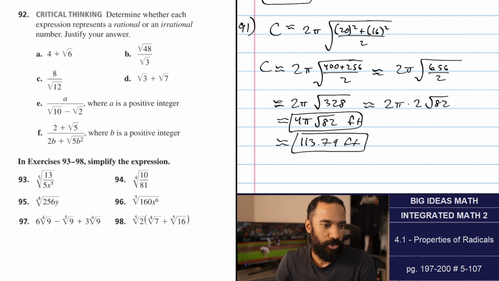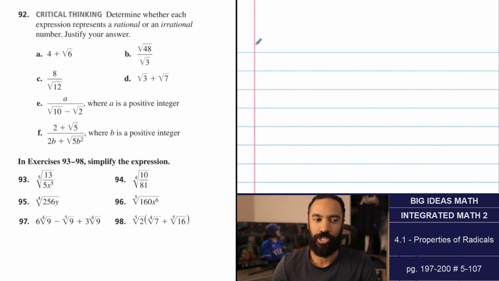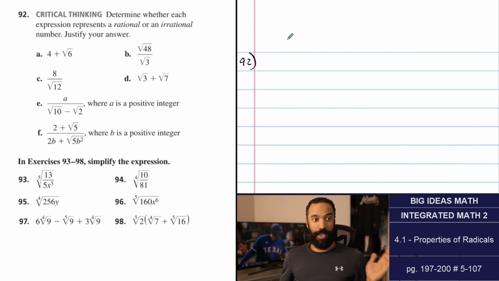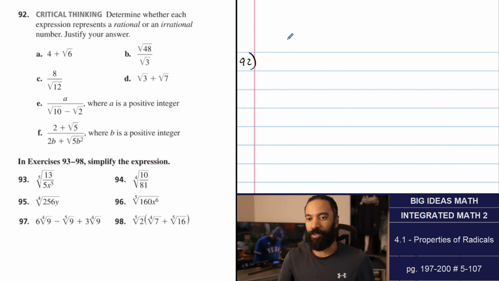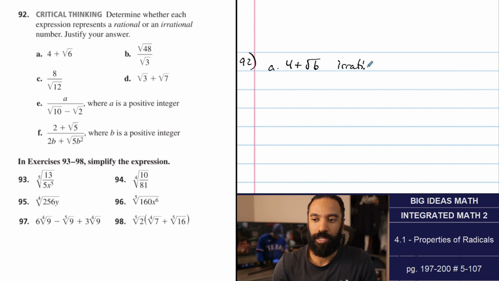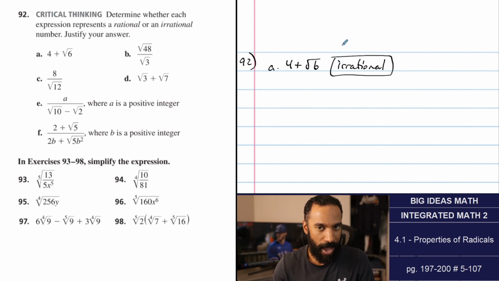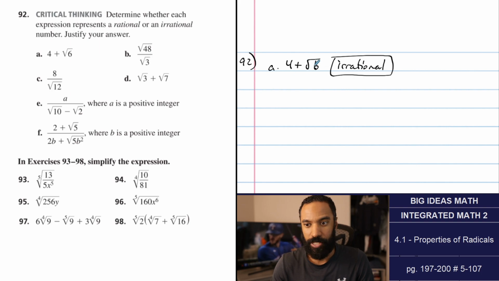Okay, number 92 has 6 parts. Determine whether each expression represents a rational or irrational number. Justify your answer. I was going to say, if it has irrational things, it's irrational. But no, I look at one of these that actually is not. So 4 plus root 6, irrational. Here's what I'm going to say about it: I'm going to show you when something's rational by simplifying. If this can't simplify any further, then it's irrational. That's going to be my justification.